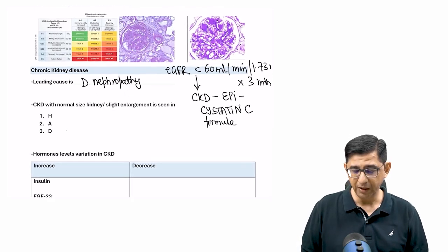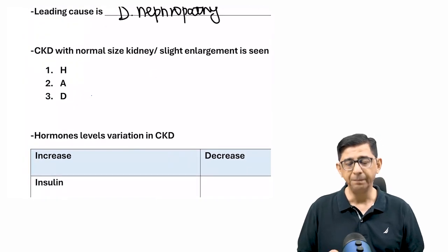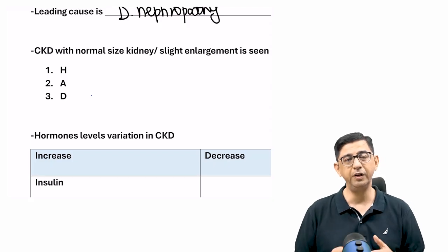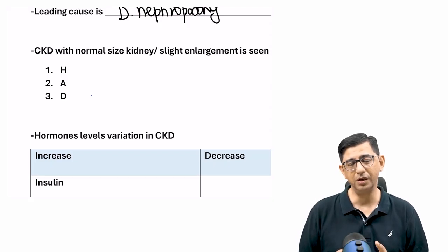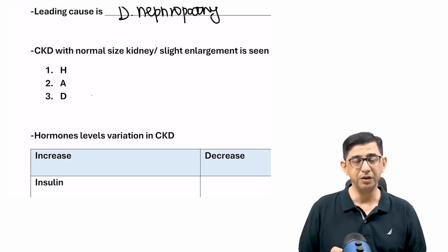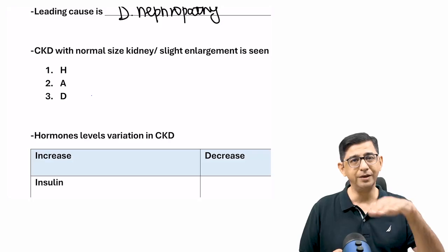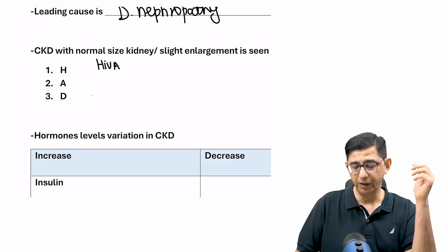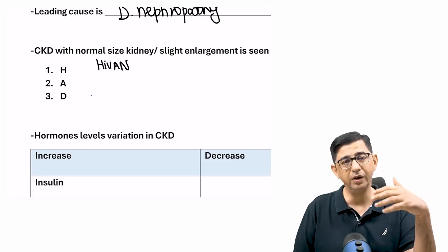But in the exam, he has asked, in a patient of CKD, the patient is having a normal size kidney or an enlarged kidney, which, when we read for the first time, looks a little paradoxical kind of a statement, because the impression is that kidney should be shrunken. So agreed, it is shrunken in chronic glomerulonephritis. But when it comes to HIV associated nephropathy, the kidneys are enlarged.